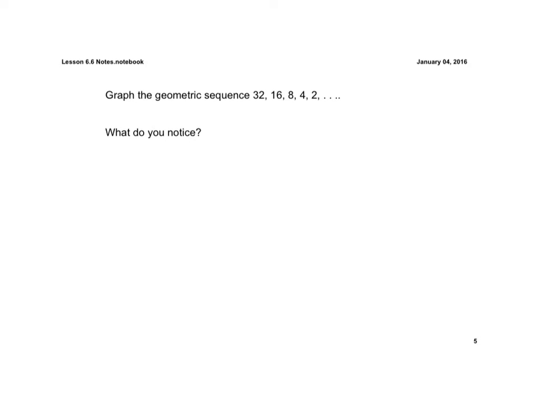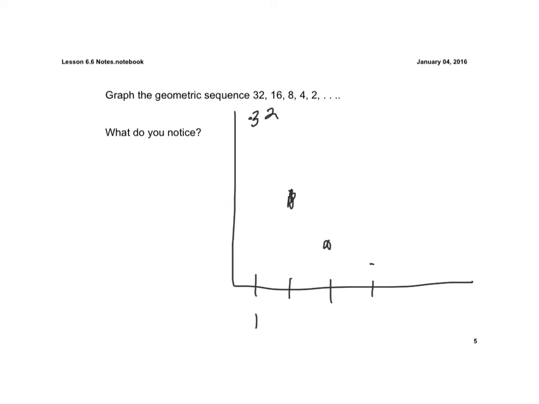Now they want us to graph this. So if we graph this, and again, it's just going to be a quick sketch. The first term is 32, so I'm going to go up here, and that's 32. The second term is 16, so it's about halfway down from there. Then the third term is 8. The fourth term is 4. The fifth term is 2.